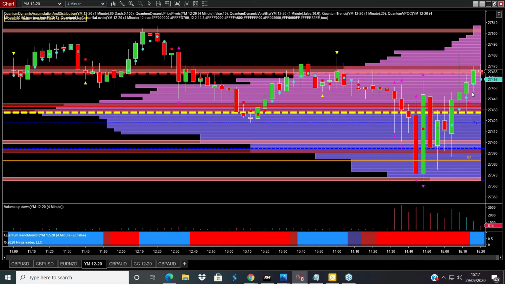So you really have to see whether the volume under the candles that are being created at the moment is proportionate. Is it sufficient to take this price higher? We've also got quite a big resistance here at 27,473. So as I said, I just happen to have the 4-minute chart.